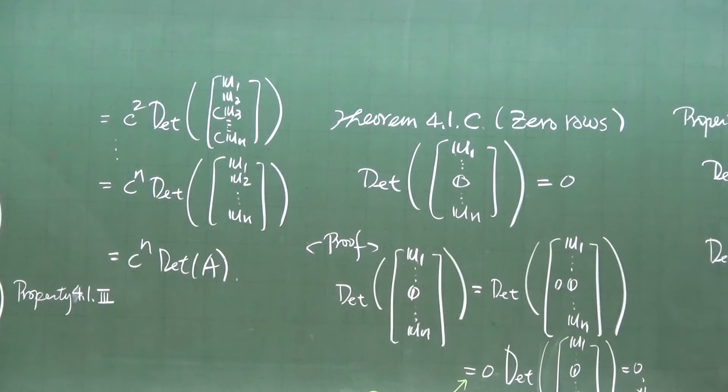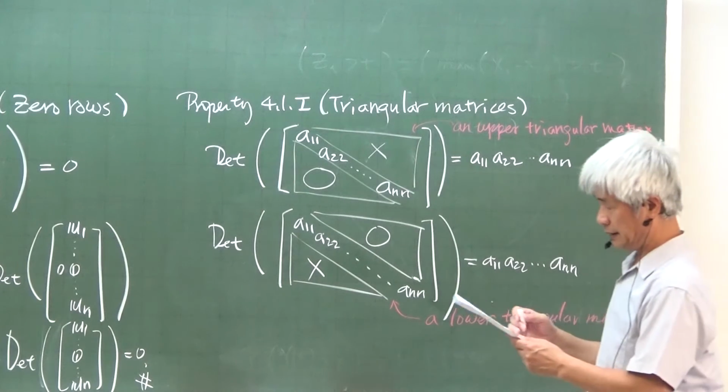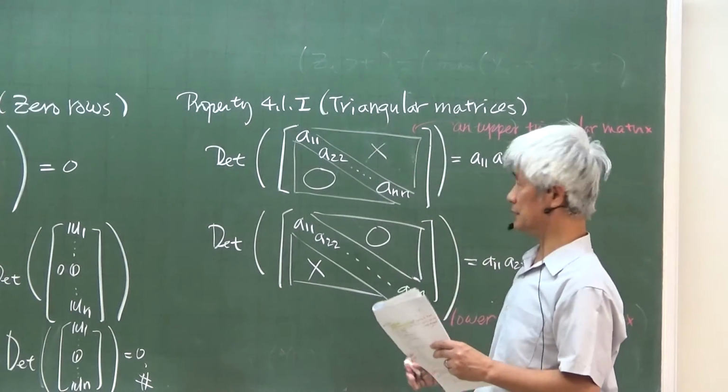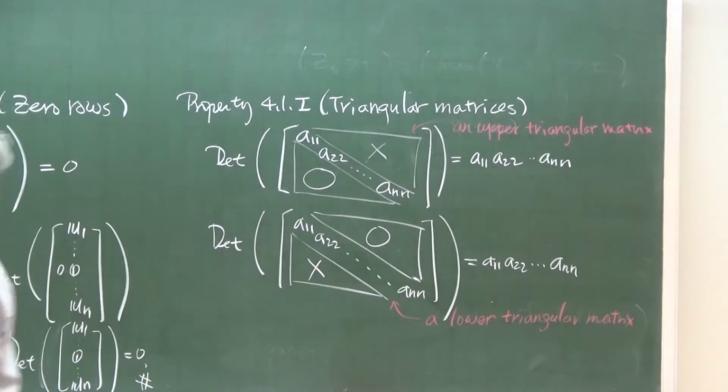So this one is an upper triangular matrix, and this one a lower triangular matrix. We will work on the upper triangular case because the lower triangular case will be the same. Okay, so let's see.